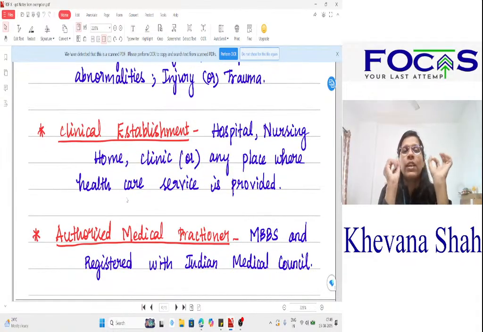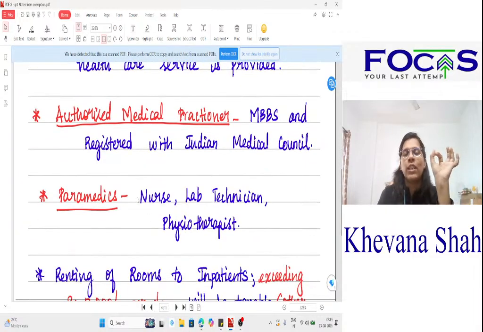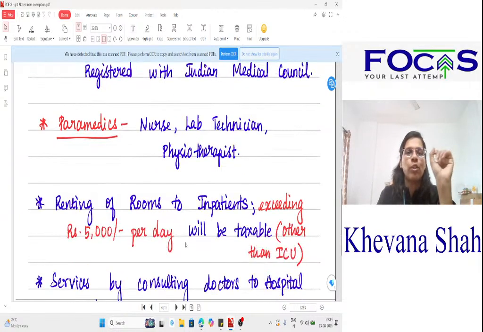Next we have clinical establishment. So what all things are included in your clinical establishment? It will include hospitals, nursing homes, clinics or any place where such healthcare services are provided. Then, who is your authorized medical practitioner? So, all doctors registered with the Indian Medical Council. Okay. So, they should be doctors and they should be registered with your Indian Medical Council. Then, for paramedics, even your nursing staff, lab technicians, physiotherapists, all these people would be included.